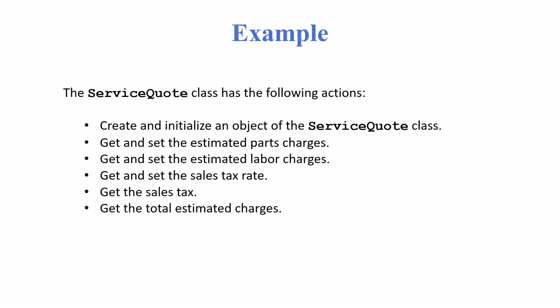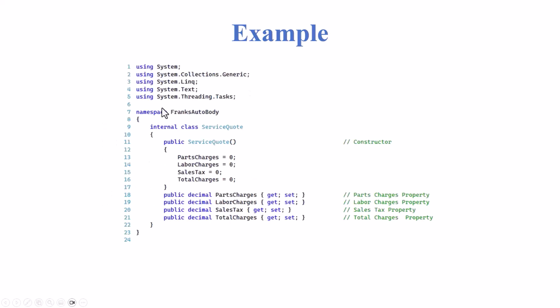What's next? Service code class. It is the following actions. We're going to create and initialize an object of the service code class. We're going to get and set the estimated parts charges, get and set the estimated labor charges, get and set the sales tax rate, get the sales tax, and get the total estimated charges. How do we do that? Once again, we've got all those pieces in here: parts, labor, sales, total charges.